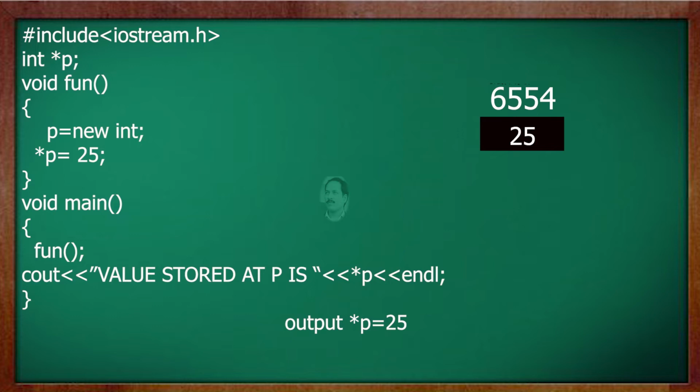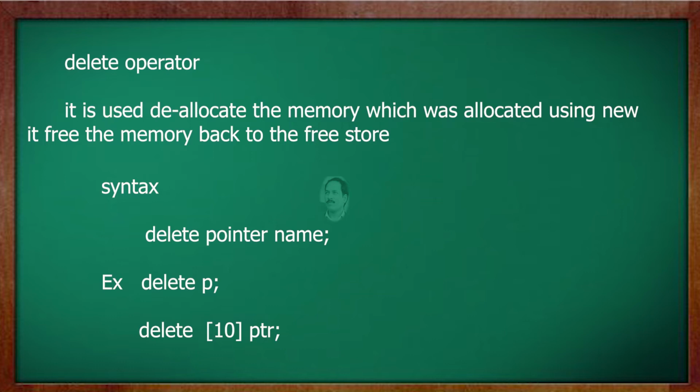Once memory is dynamically allocated, it has to be deleted, that is deallocated. So we use the delete operator. It is used to deallocate the memory which was allocated using the new operator. It frees the memory back to the free store. Look at the syntax: delete followed by the pointer name. So delete p frees the memory back to the free store.